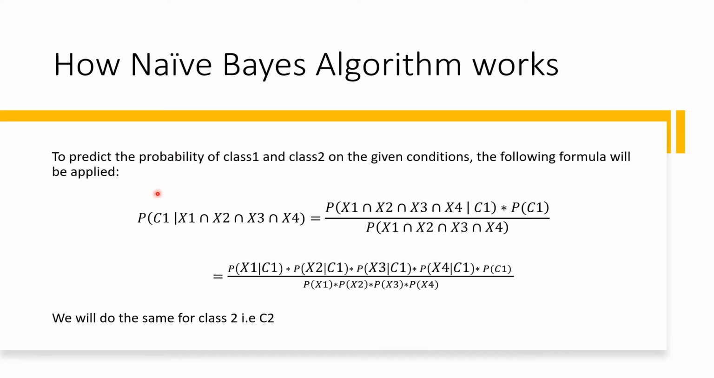Since the naive Bayes algorithm assumes that all features are independent of each other, we'll be using intersection to show the relationship between each of the features. So the probability of C1 given x1, x2, x3, and x4 will be the probability of x1 intersect x2 intersect x3 intersect x4 given C1 multiplied by the probability of C1 then divided by the probability of x1 intersect x2 intersect x3 intersect x4. So this equation can be further simplified into this, and so this can also be applied to C2.